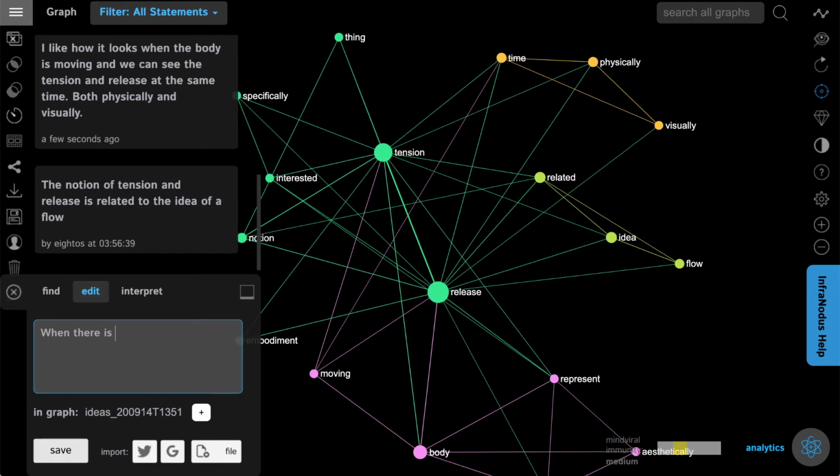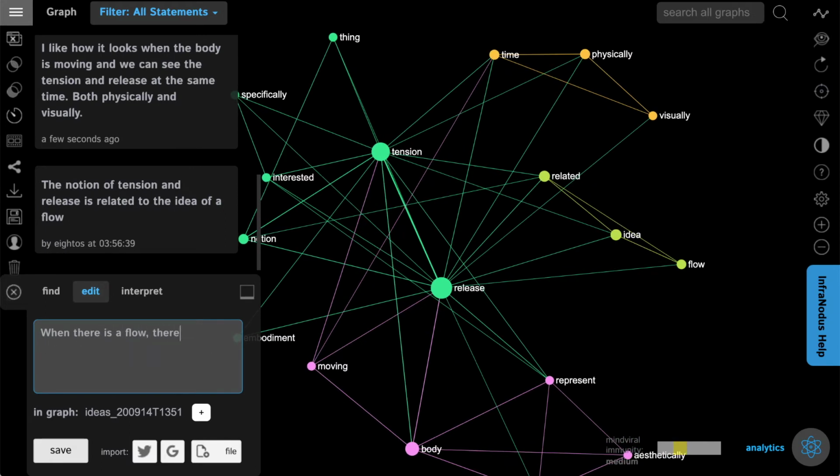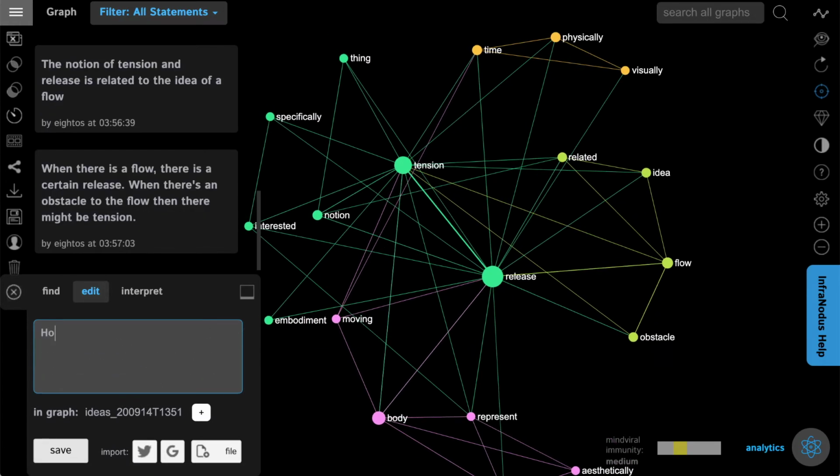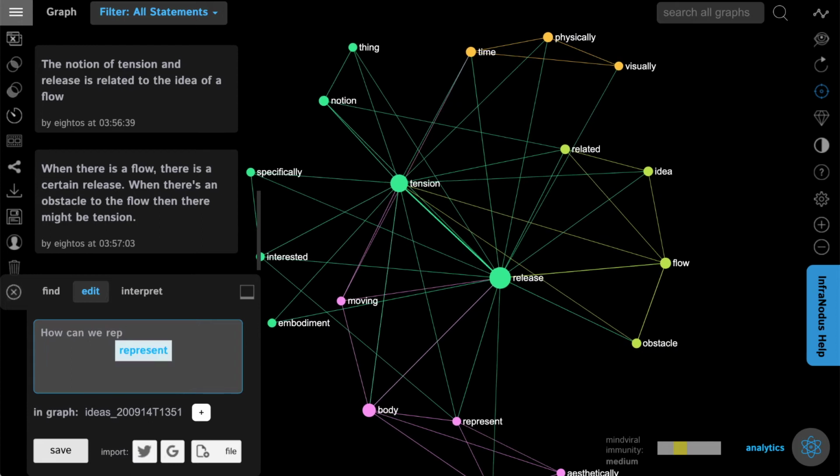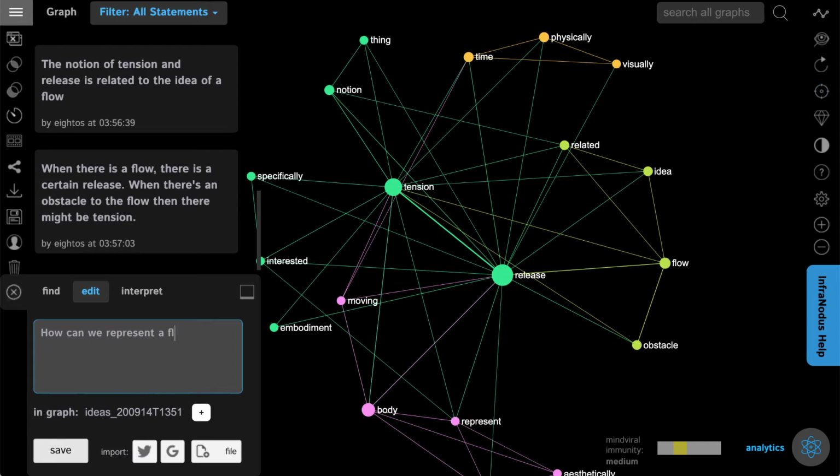When there is a flow, there is a certain release. When there is an obstacle to the flow, then there might be tension. How can we represent a flow, a fluid state through the body?